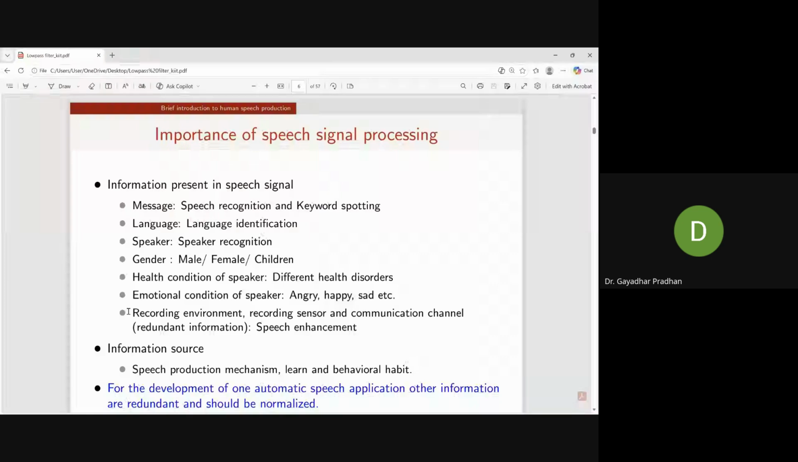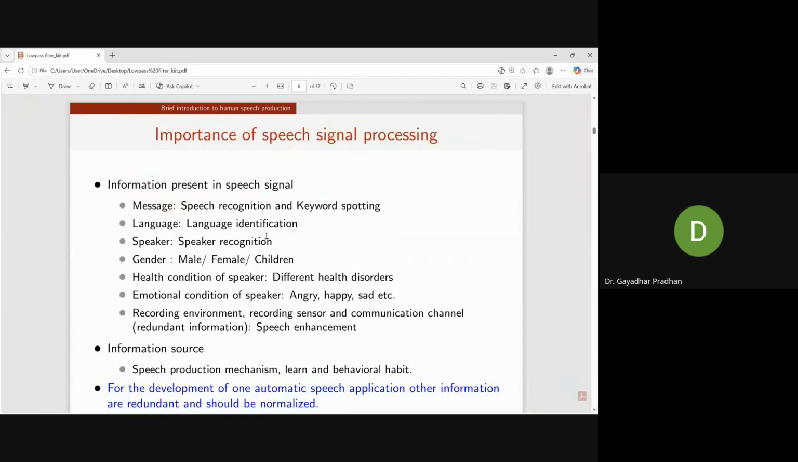So that is another domain of research, speech enhancement. Suppose I am developing a speech recognition system, I have to normalize all the other things. That means language, who is speaking. For Google, Amazon Alexa or Siri, it is immaterial who is speaking, it works. That means the speaker factor is normalized. But the language factor is there.